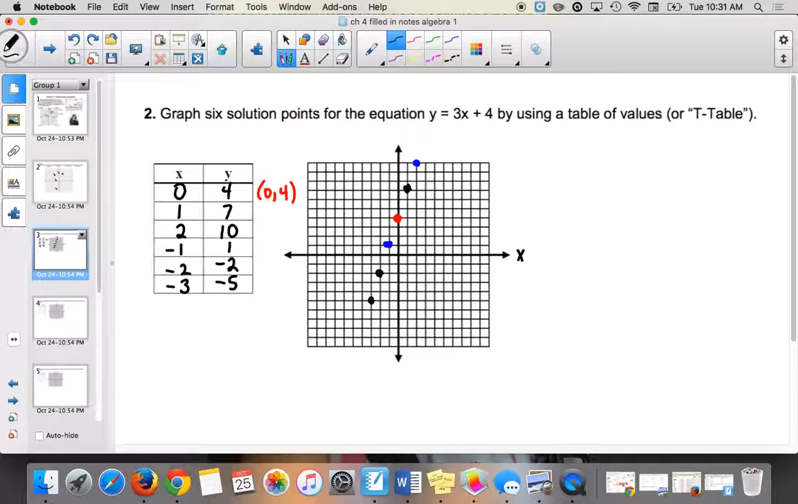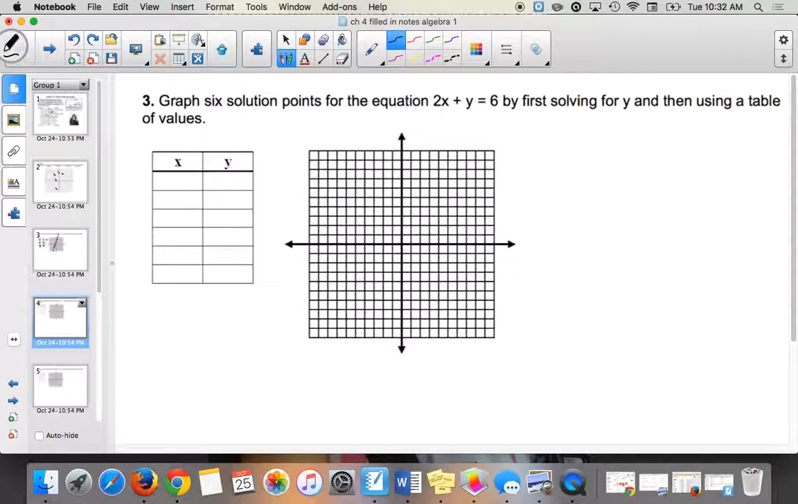So this equation then forms a line, right? So we would then draw the line in. We don't always need 6 points to draw a line. You really only need 2 to draw a line, but we're going to practice graphing these. Okay, so let's try another one like that, because that's kind of weird.